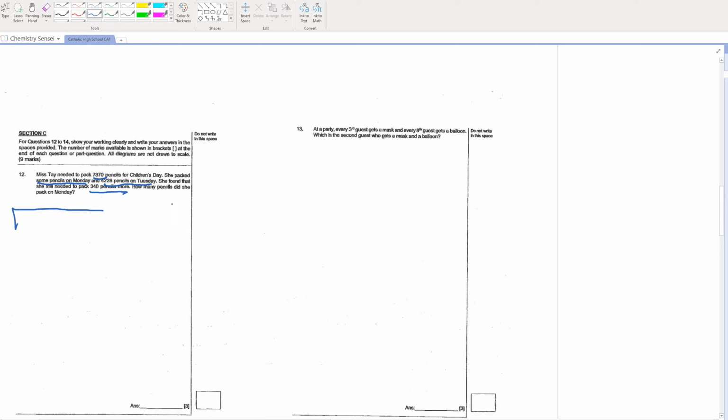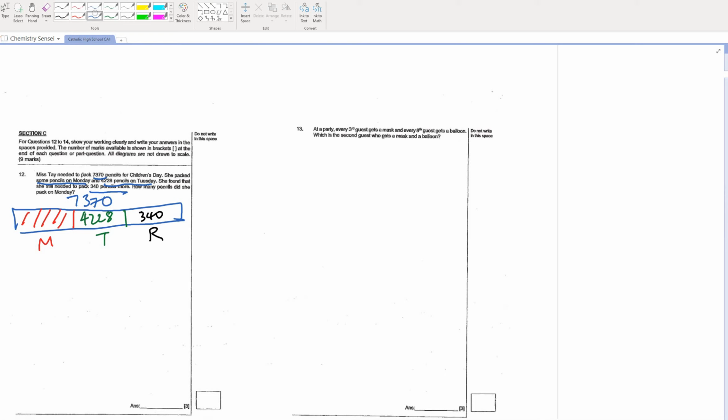Okay, first let's draw a model. We have 7,370 pencils all together. She packed some amount on Monday. Alright, for Tuesday she packed 4,228. Okay, and she has a remainder of 340 remaining. Okay, so how can we find Monday? How can we do that?